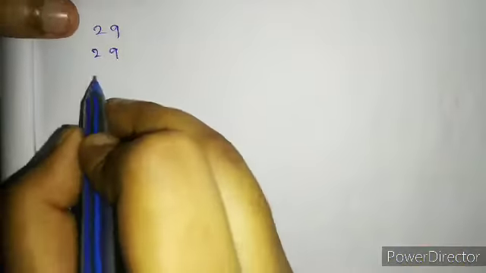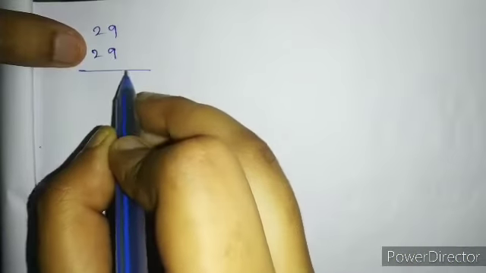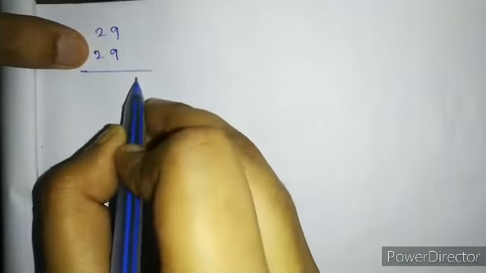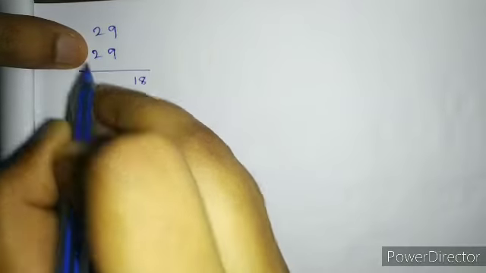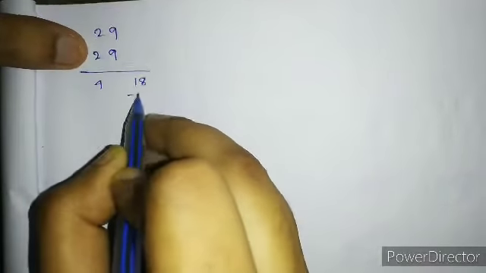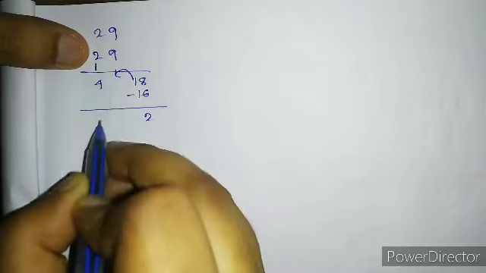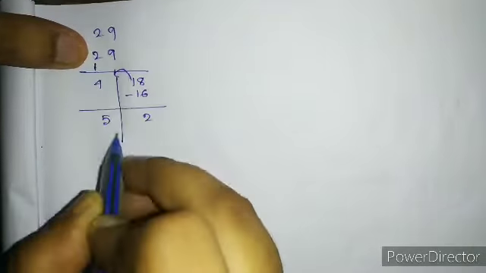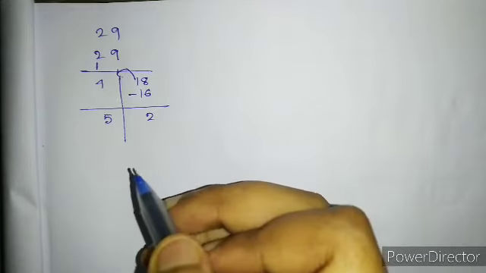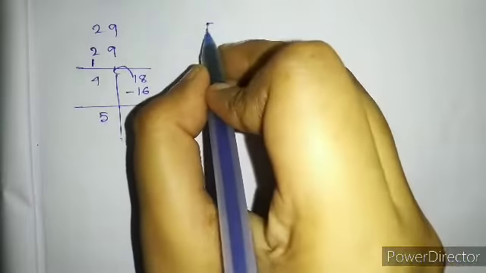Taking another example. Suppose 29 plus 29. 9 plus 9 is 18, minus 16, it's 2. Carry is being produced. 4 plus 1 is 5. So we get 52. But in decimal the result should be 58.